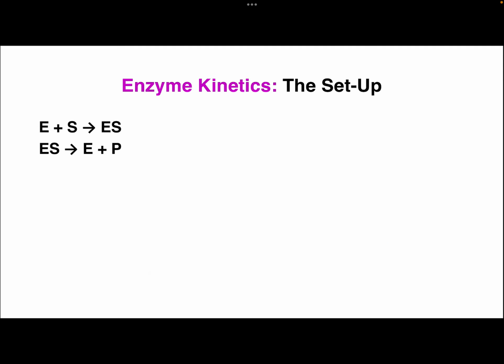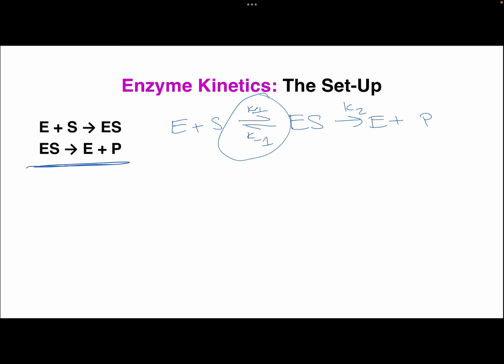Before we do that, it turns out that we can write these as one big chemical equation. Let's write E plus S going to give us the enzyme substrate complex, which will decompose to enzyme plus product. Each one of these has a k. So what's going on here? Why did I add this double arrow? And what are each of these ks?